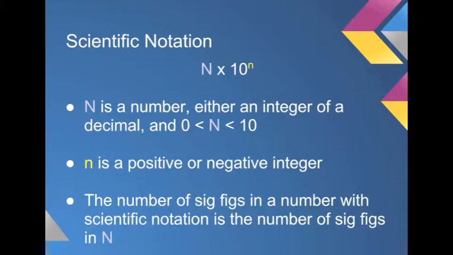In scientific notation, capital N is the number of significant figures, and lowercase n is a positive or negative integer.